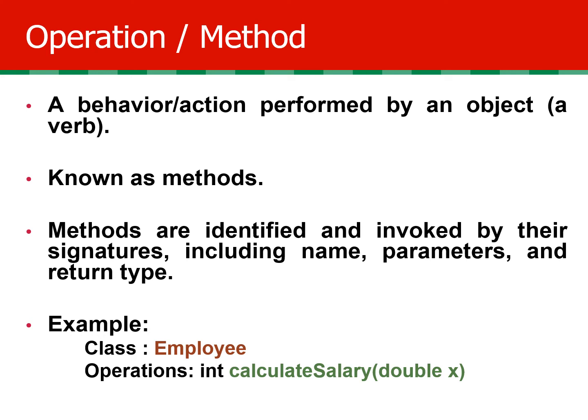What does it mean by signature? This is the signature: the name of the method, the variable or parameter that is used, and the value that this method will return. So when you hear about method signature, we are referring to this. It's like the name of the methods.